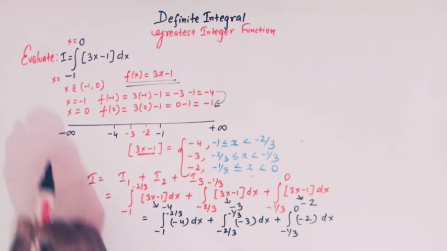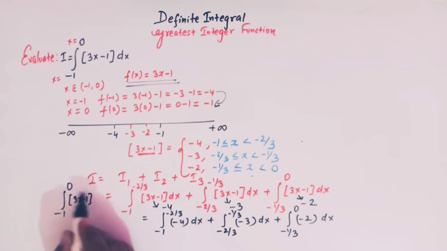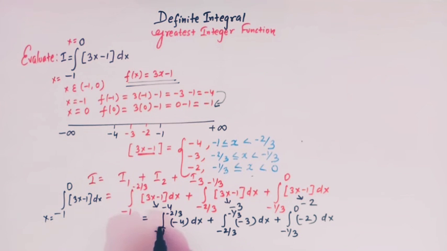And see, here I is from minus 1 to 0, and we have greatest integer 3x minus 1 dx, right? So see, here x varies from minus 1 to 0, and see, here our initial limit is minus 1 and the final one is 0, right? So this is how we split our integral as a sum of three integrals, right?